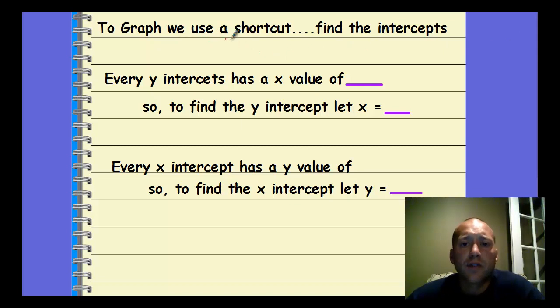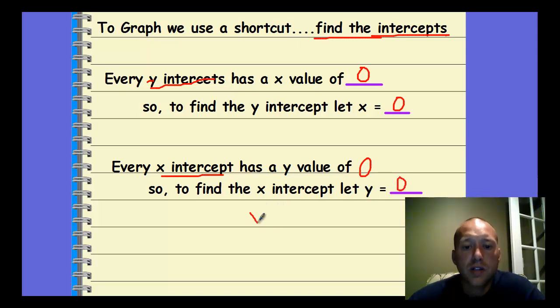To graph standard form, we use a shortcut. We just find the intercepts. That's what you do to graph standard form. And for intercepts, let's review. A y-intercept has an x value of 0. So to find the y-intercept, we just let x equal 0. And every x-intercept has a y value of 0. So to find the x-intercept, we let the y equal 0.